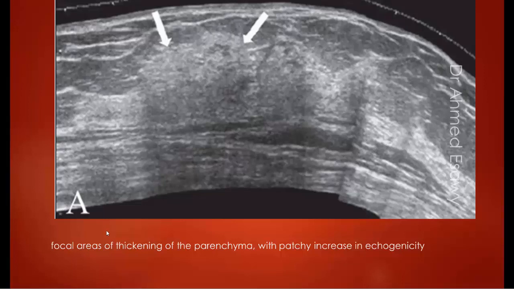Now we start imaging. We see images of varieties of fibrocystic change. Keep this image in your mind. This is one of the common presentations of fibrocystic change. A lady comes to complain of pain and maybe a lumpy breast. What we see is only focal areas of thickening of parenchyma with patchy increase in echogenicity. Maybe this is the only manifestation of fibrocystic change.